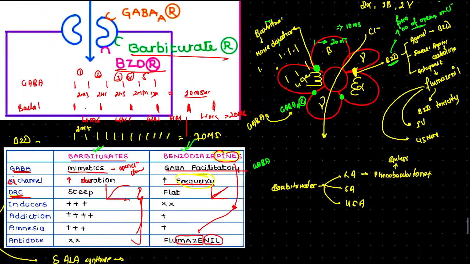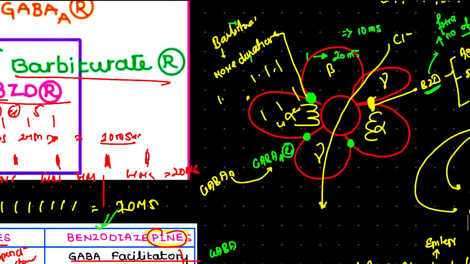Now here I would like to add one thing. As we have studied about this alpha receptor, now I would like to take you toward this alpha receptor. This alpha receptor is further divided into two parts. One is alpha 1 and another is alpha 2. Talking about alpha 1, these are responsible for sedation and hypnotics.